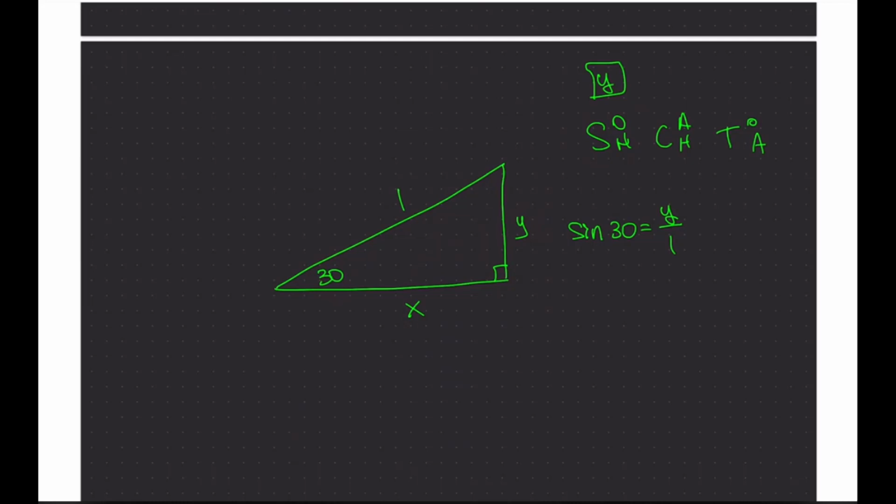So the sine of 30 equals Y. So we can put that into our calculator. Okay. And then what are we going to do to find X? Cosine. Cosine of 30 equals X over 1, right? Cross multiply. So we're going to get the cosine of 30 equals X. Yes. Yep.